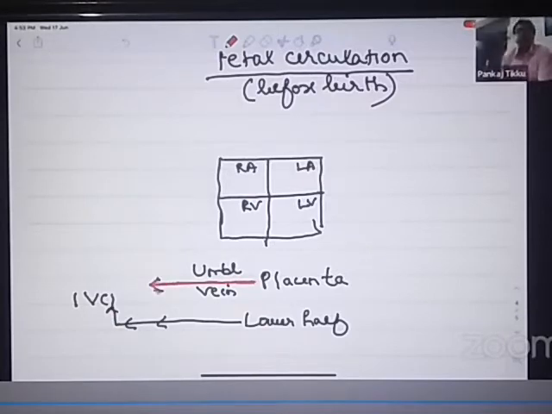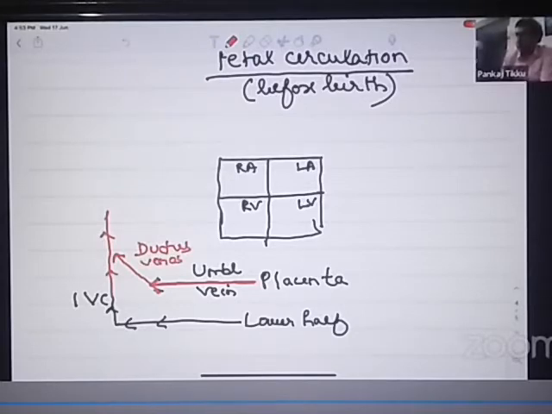This blood which is oxygenated is known to enter into the inferior vena cava. So 50% of the blood bypasses the portal circulation and enters the inferior vena cava through what is known as the ductus venosus. So blood from the umbilical vein coming from the placenta is oxygenated blood.